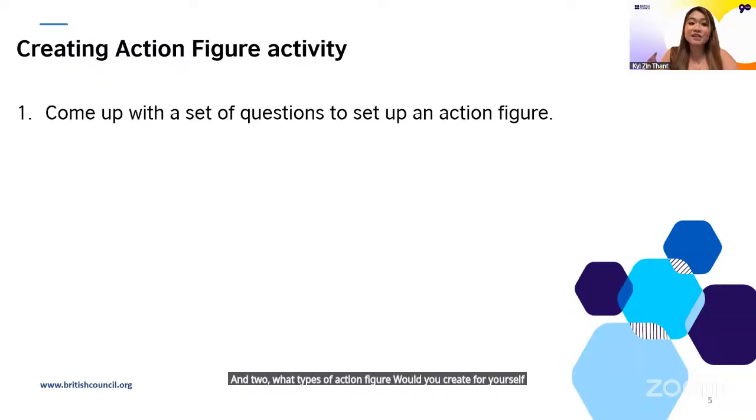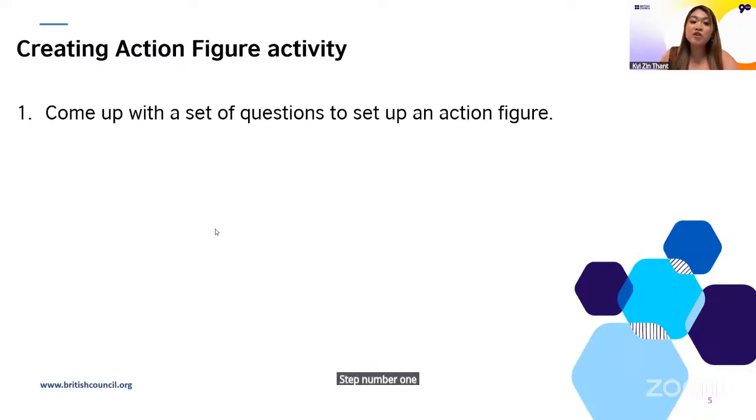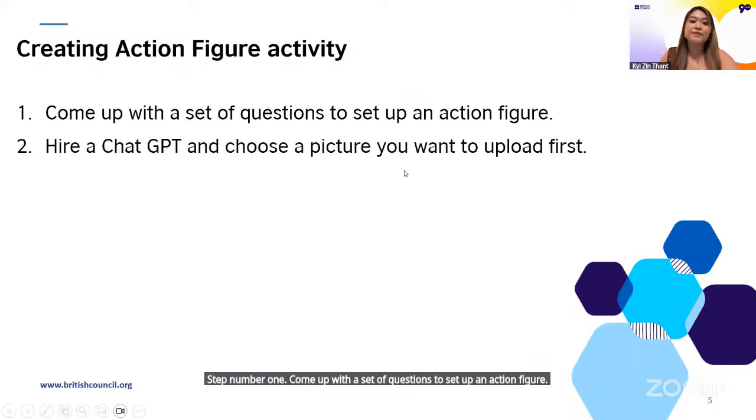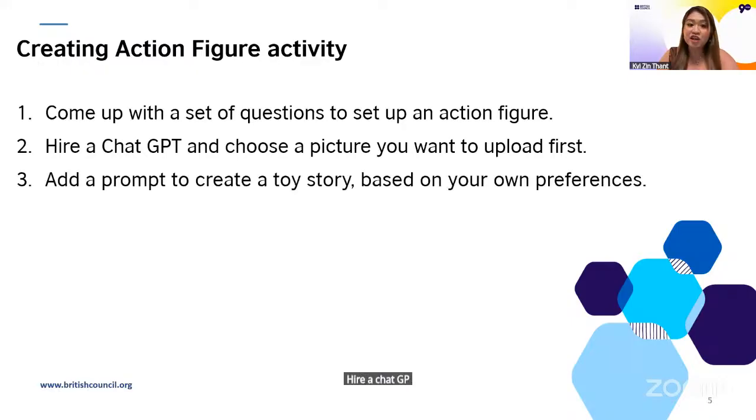Here are simple and easy steps of creating action figure activity. Step number 1, come up with a set of questions to set up an action figure. Step 2, hire a ChatGPT and choose a picture you want to upload first.